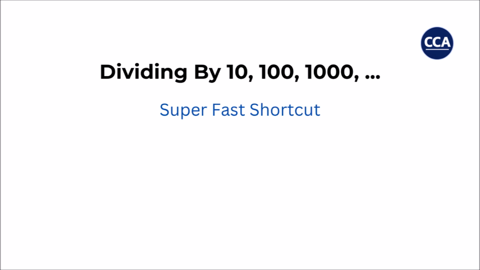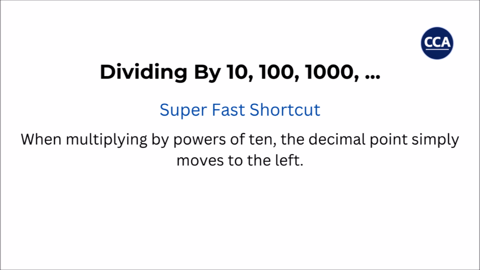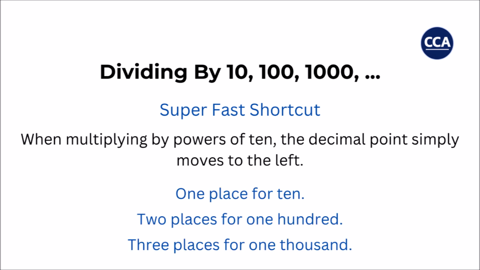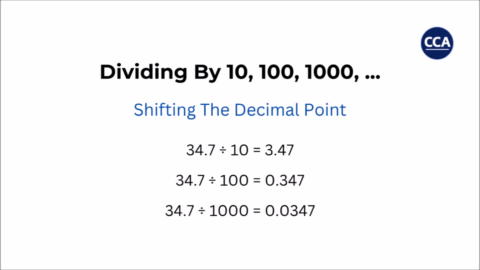Now let's learn a powerful shortcut. When dividing by powers of 10, we simply move the decimal point to the left. Each zero moves the decimal point 1 place to the left. That means 1 place for 10, 2 places for 100, 3 places for 1000, and so on. Notice that we are not dividing the numbers, we are simply moving the decimal point to the left. This shortcut is used frequently in science and measurements.